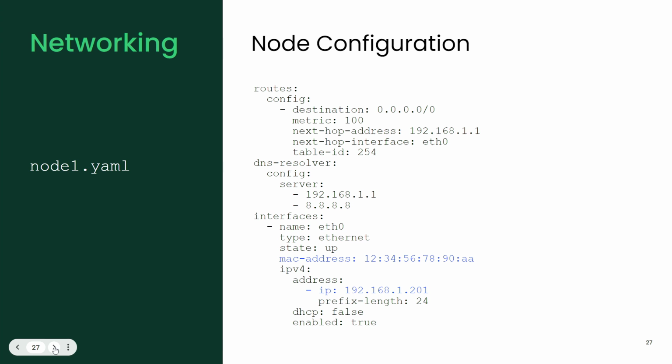One of the benefits of working with virtual machines is I have free reign over the MAC addresses. So AA is node 1, BB is node 2, and so on and so forth. I also have free reign over the IPs because this was just simply in my house.